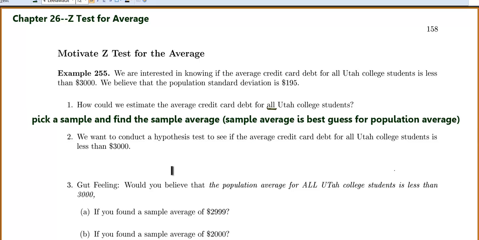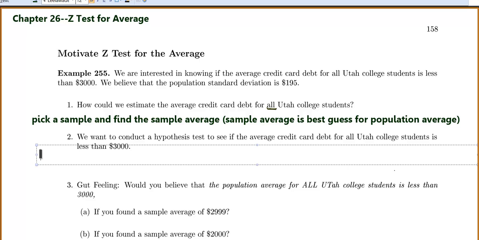So number 2, we want to conduct a hypothesis test to see if the average credit card debt for all Utah college students is less than $3,000. So let's write down our null and alternative hypotheses. The null hypothesis: status quo, nothing interesting. Remember, I also said it will be a definite statement, so it will always be an equals to, not a less than or a greater than. So the null then would be that the average debt for all the Utah students is $3,000.